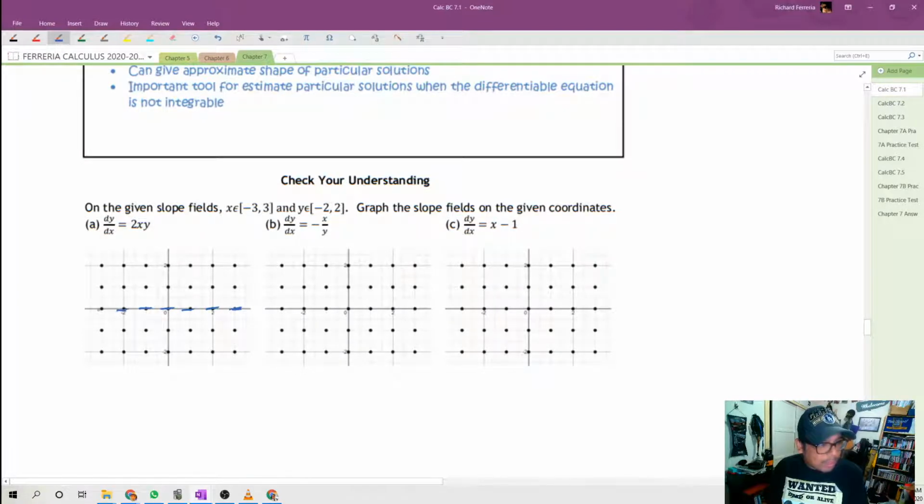Horizontal asymptote there. But this is not an asymptote. It's just places where the slope is 0. Okay, that's good.